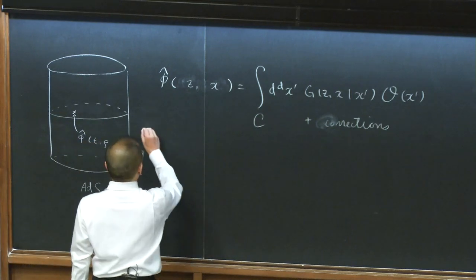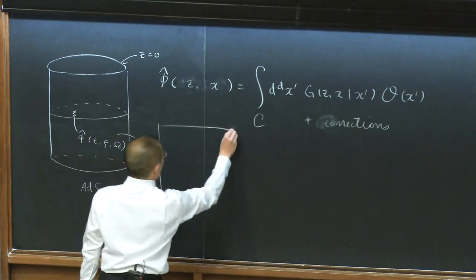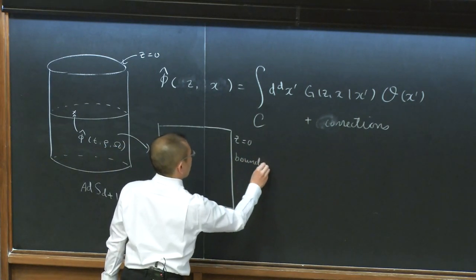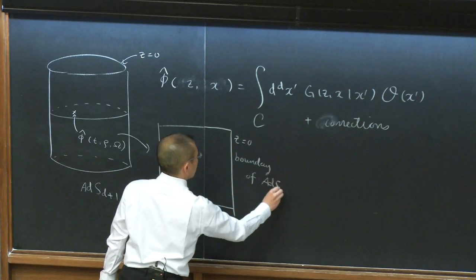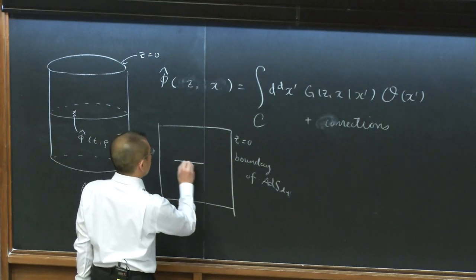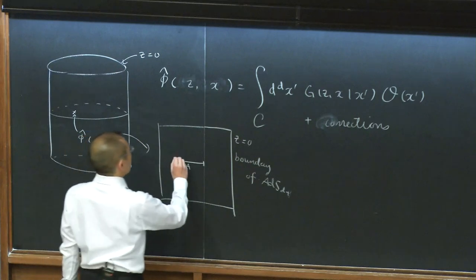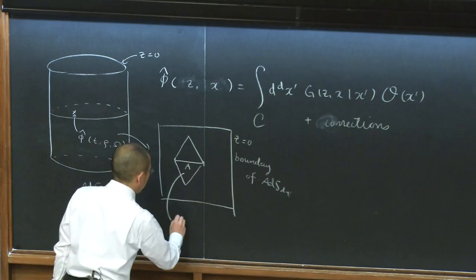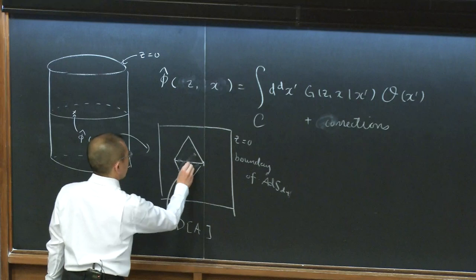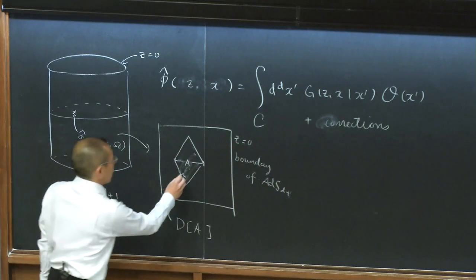Let me first open up. So the boundary corresponds to z equals 0. So let me open this up and consider the z equals 0 boundary of ADS, d plus 1. So this is a d-dimensional space on the boundary. What I'm going to do is specify some space-like subspace of the space-like section of the boundary. And associated to that, there is a domain of dependence that I have defined, this square region. So for this section A, you have this domain of dependence.